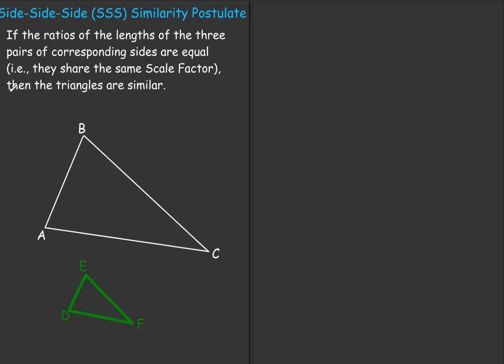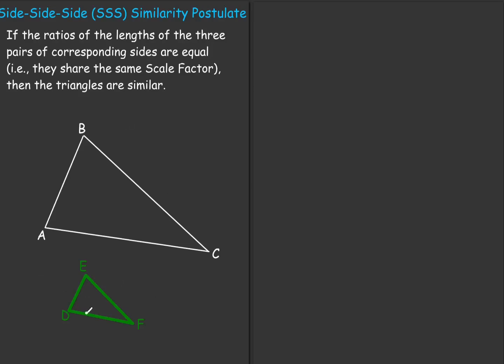Now, the side-side similarity postulate is saying that if the ratios of the lengths of the three pairs of corresponding sides are equal, then the triangles are similar. What does it mean?